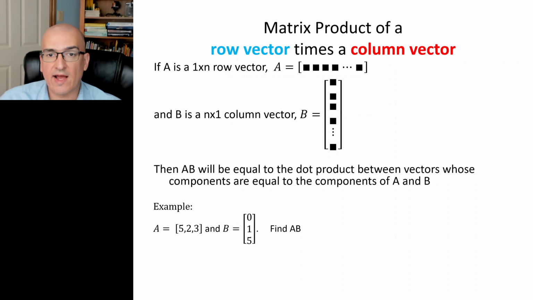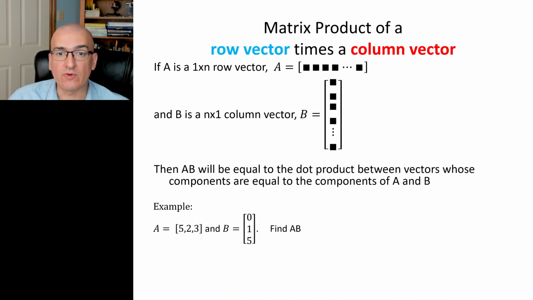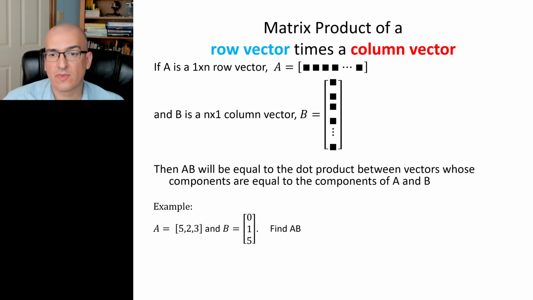Let's next look at a type of matrix multiplication between row vectors and column vectors, which is a multiplication form that we've already done in our preview of matrix multiplication when we're taking a row multiplied by a column.